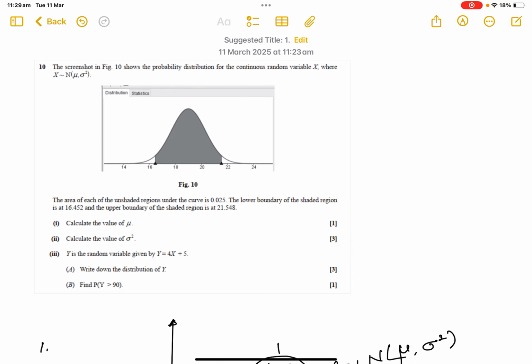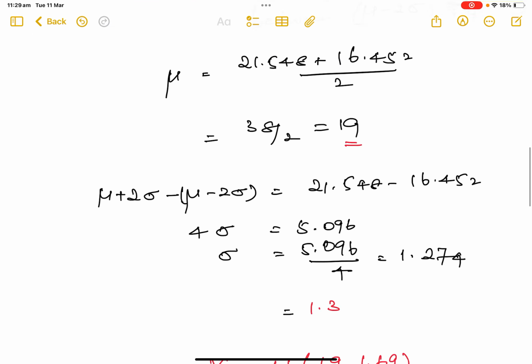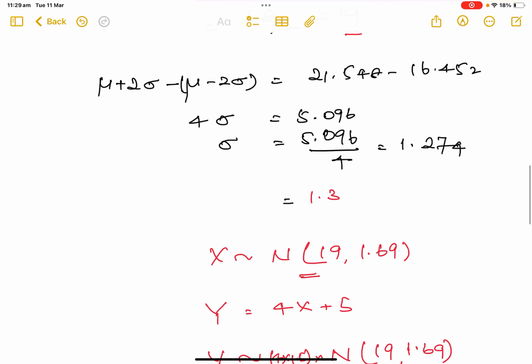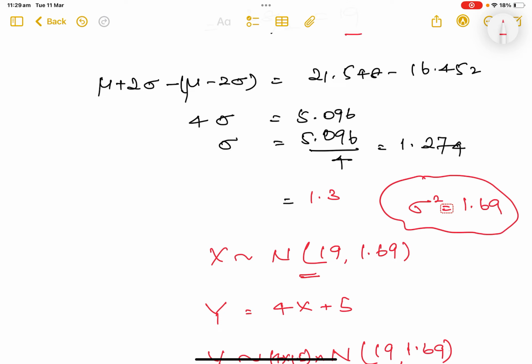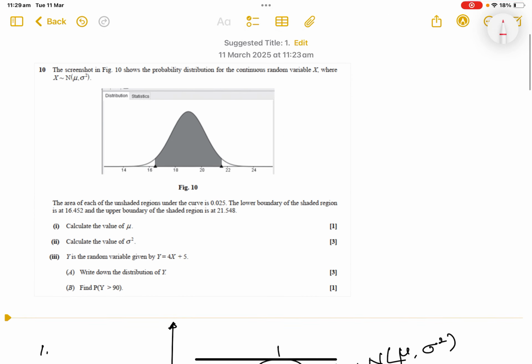Next, calculate lambda squared. Lambda squared equals 1.69, which is what we had to show. So lambda squared is found and mu is found.